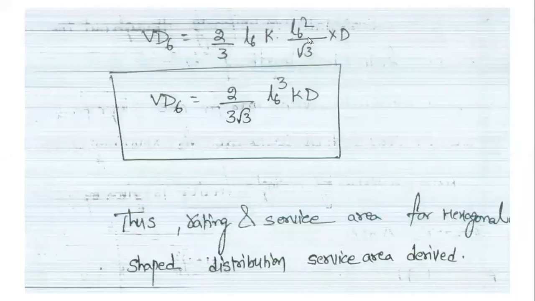Substitute that S value, then VD6 is equal to 2 by 3 root 3 L6 cube by KD, where K is the constant value and D is the load density. VD6 is the voltage drop at one feeder, S6 is the kVA at one feeder, and A6 is the area at the one feeder.